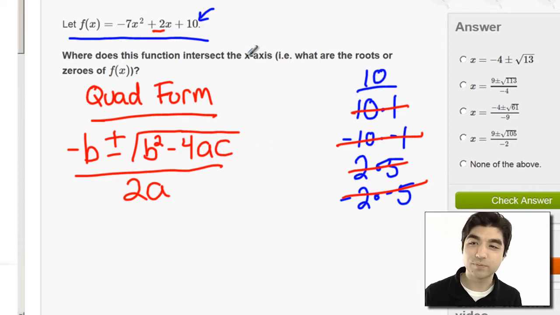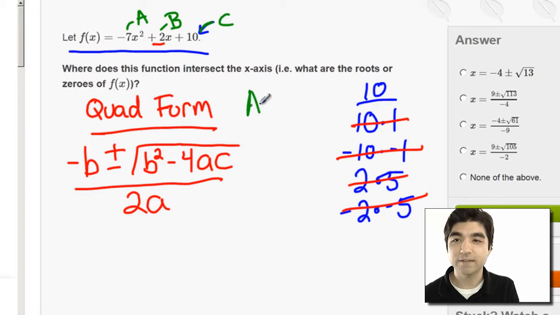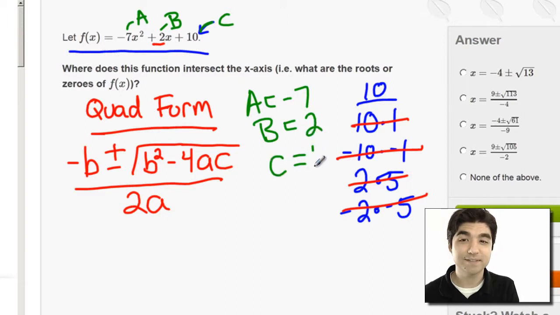Okay, so the next question is what are all these b's and a's and c's? Well, in the equation, the number in front of the x squared is your a. The number in front of the x is your b. And the number that's by itself, chilling by itself, is your c. So all you need to do is take those numbers and put them into the formula. So a equals negative 7, b equals 2, and c equals 10.